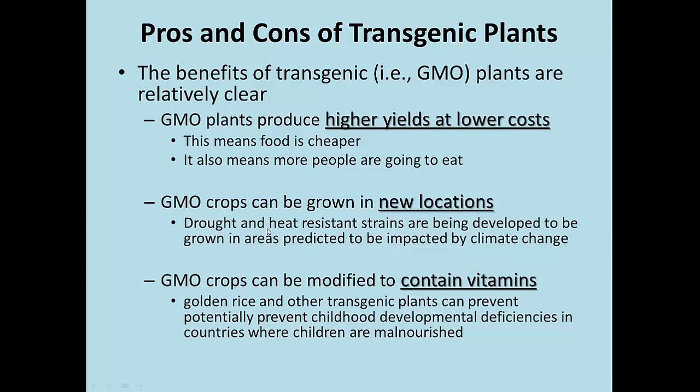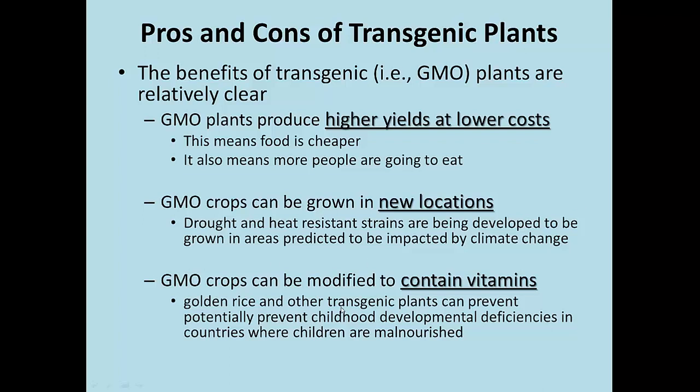Now, to be fair, you could also do that by using non-GMO mechanisms. Selective breeding can actually create the same effect, theoretically. So to be fair, you wouldn't necessarily have to use GMOs to do this, but it's a more effective way of getting to that end point, which is to make crops grow in new locations.